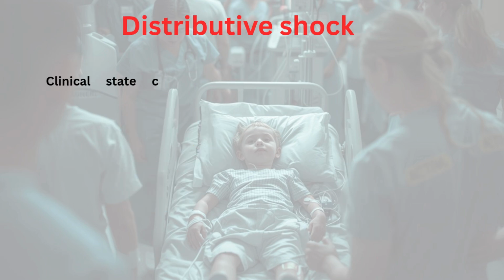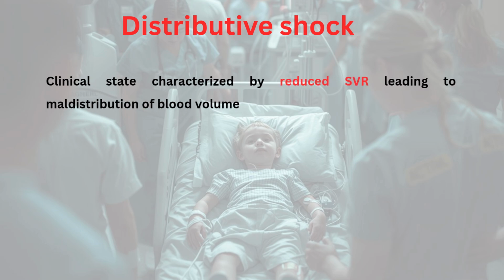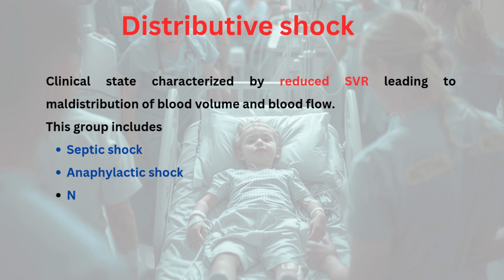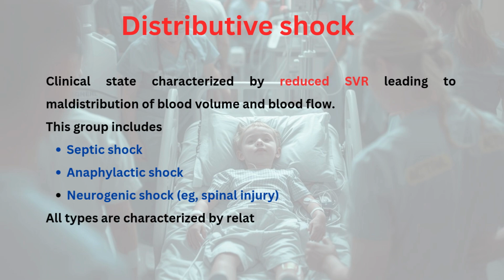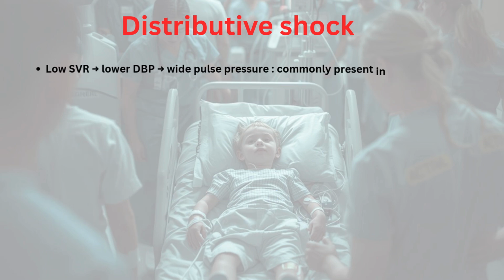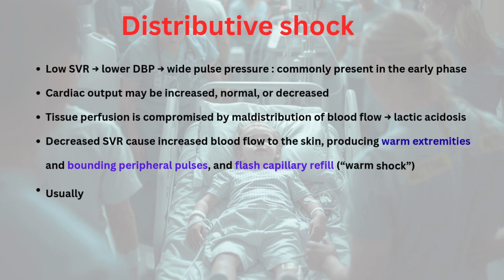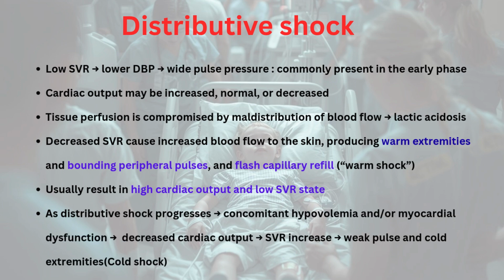Distributive shock is characterized by profoundly reduced systemic vascular resistance, leading to a maldistribution of blood volume and flow. This category includes septic, anaphylactic, and neurogenic shock. Because SVR is low, the diastolic blood pressure drops, resulting in a widened pulse pressure. This causes increased blood flow to the skin, producing warm shock, characterized by warm extremities, bounding peripheral pulses, and flash capillary refill. However, perfusion to the gut and kidneys remains inadequate.